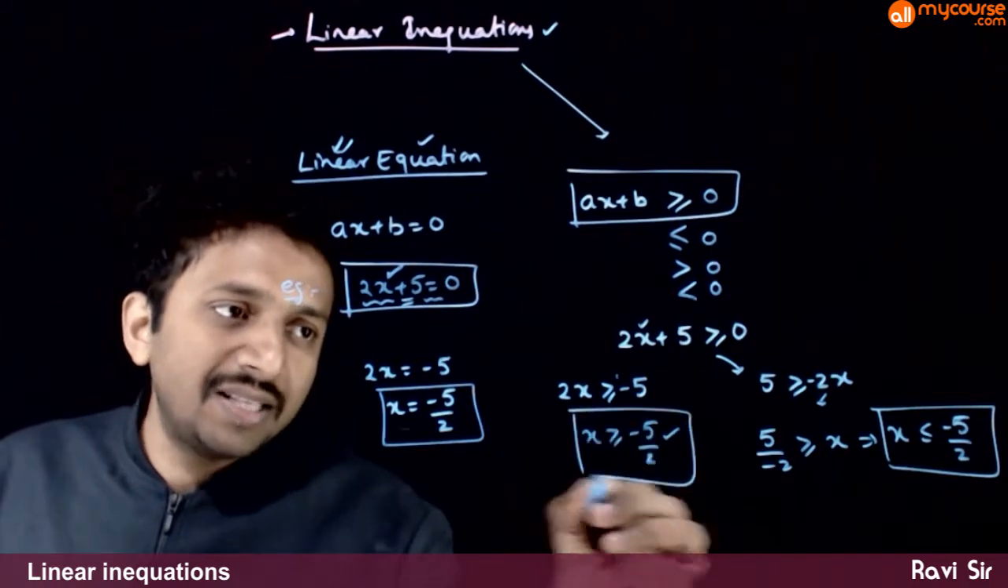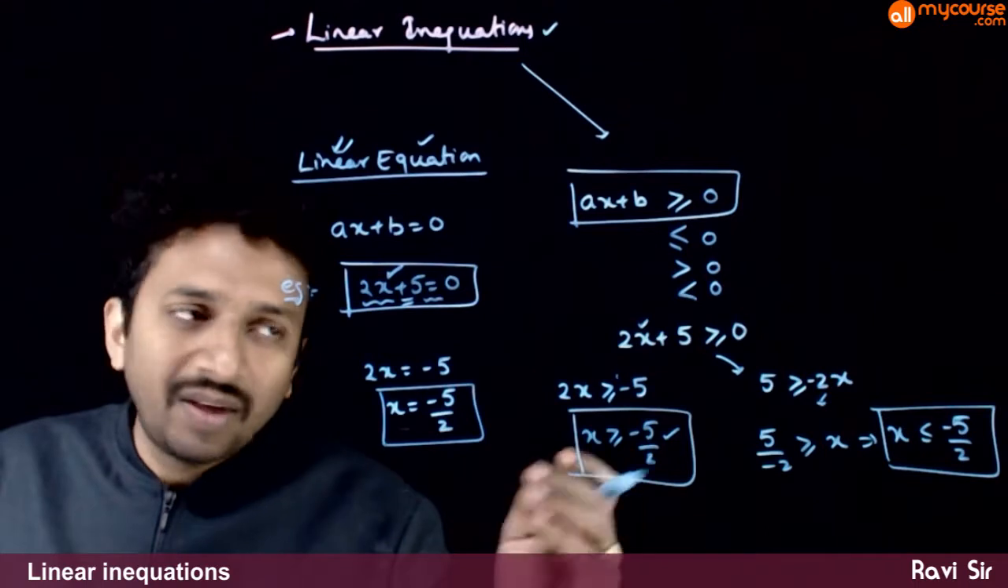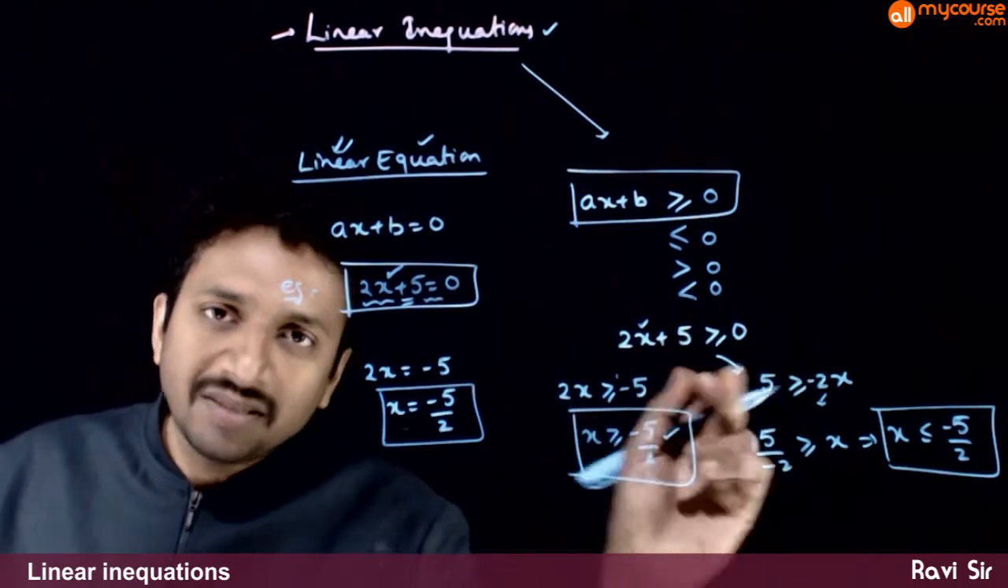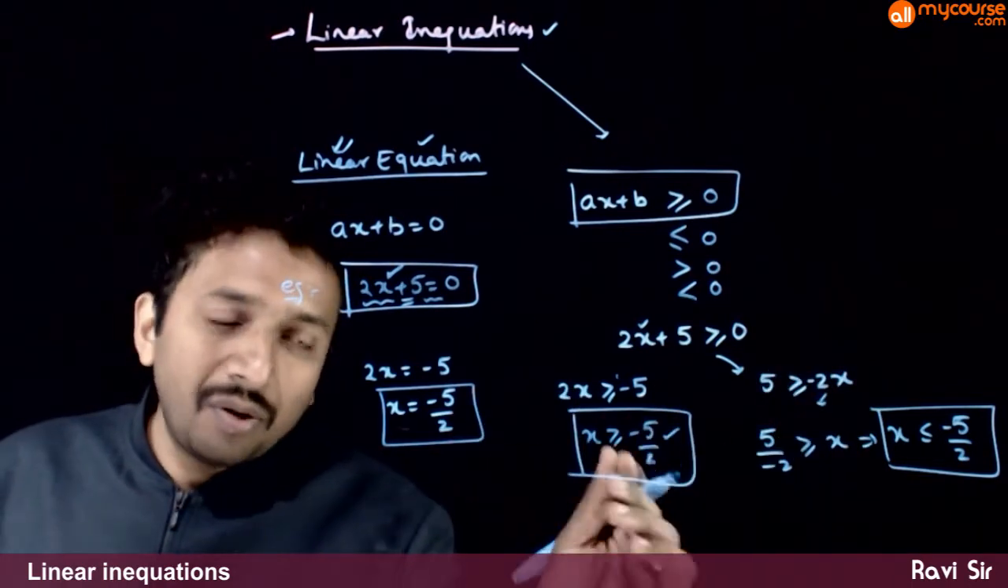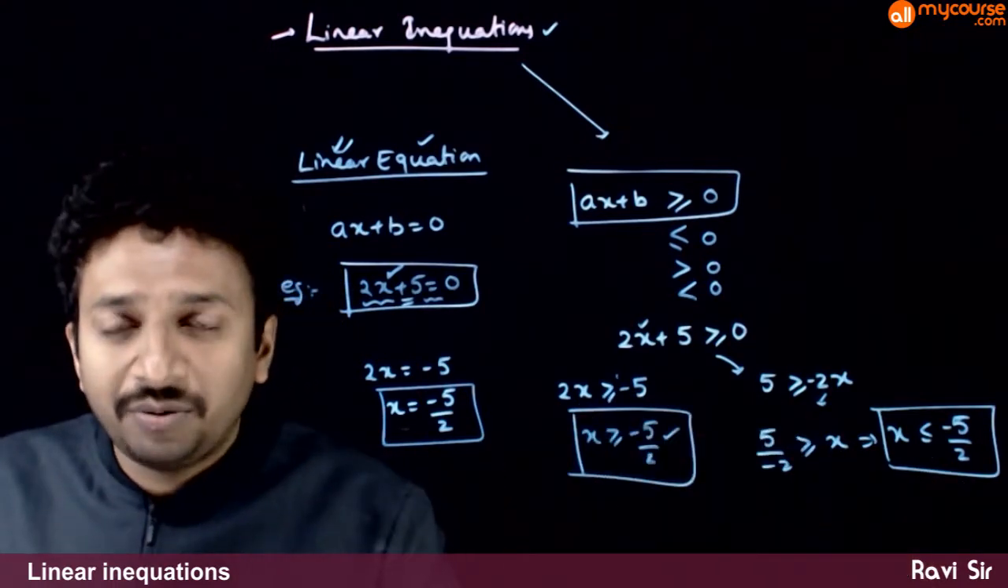So here you got the answer as x is greater than or equal to minus 5 by 2. We have used the same rules. That is, if a plus number goes from this side to that side, it becomes minus, and a multiplicand becomes divided by. But in the other method, you got the answer x less than or equal to minus 5 by 2.